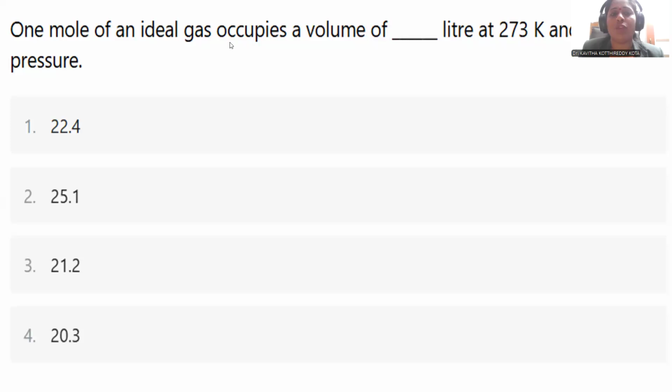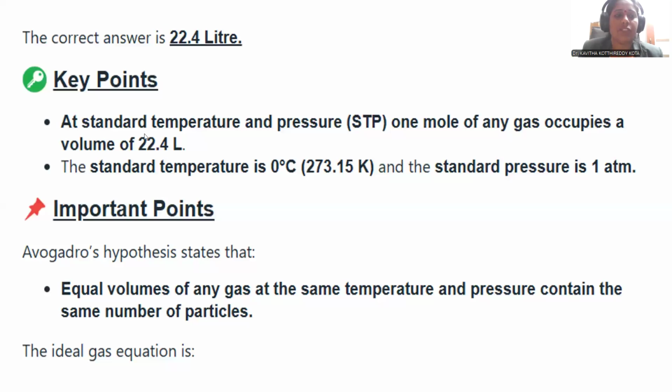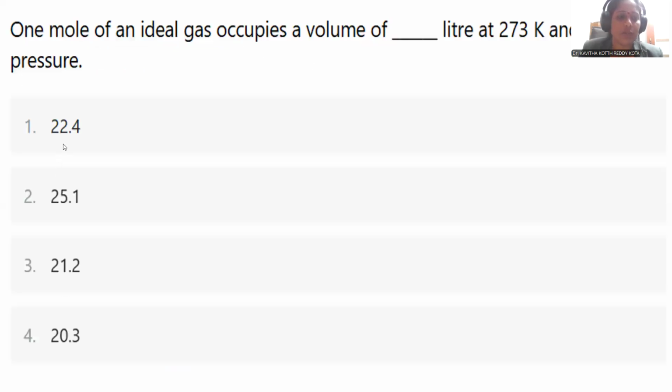So it is 1 mole of ideal gas. What is the volume? 273 Kelvin, 1 atmospheric pressure. Need not go for the calculation. Rather, it is the fundamental, right? So here, let me show. 22.4 liters is the correct answer. 22.4 liters is provided in option number 1.